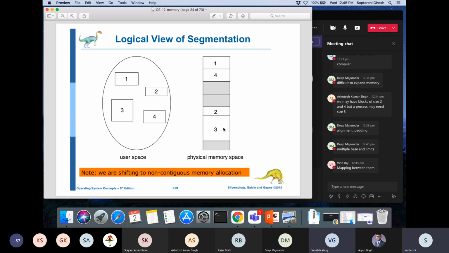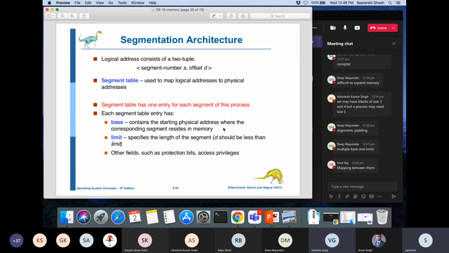Okay, Deep and Vineet have answers. Deep says multiple base and limits, and Vineet says a mapping between them. I would imagine a mapping between the segments in the user space and where they are in the physical memory. Yes, both are correct. Basically, multiple base and limits. It uses a table of segments, bases and limits. This table is called a segment table.